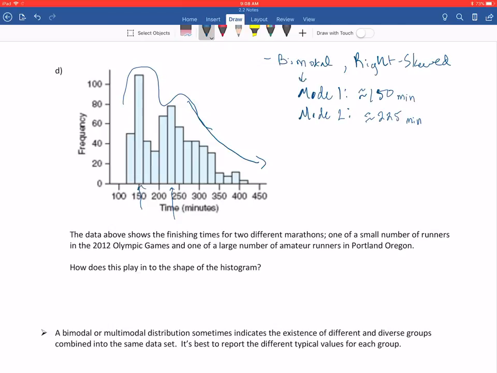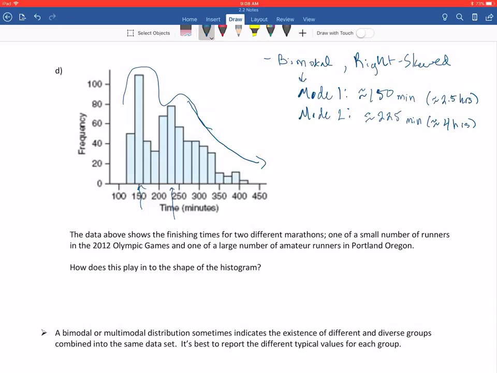And I'm going to think about this as far as hours go. This is approximately 2.5 hours, and this is approximately 4 hours. Not perfect, but about. And that gives me a little bit better of an idea about what I'm talking about here. Minutes are a little bit confusing.